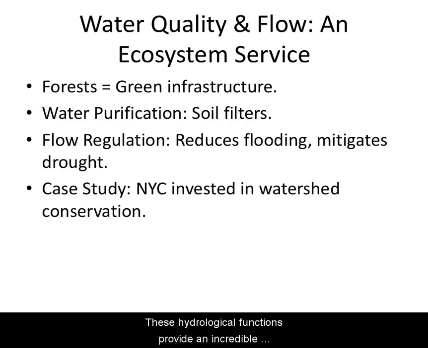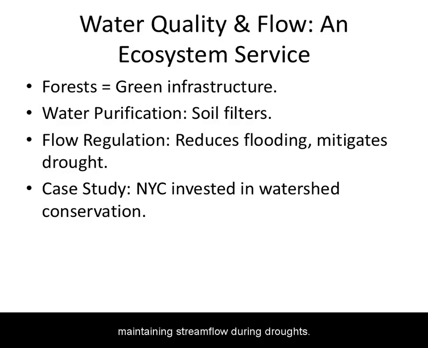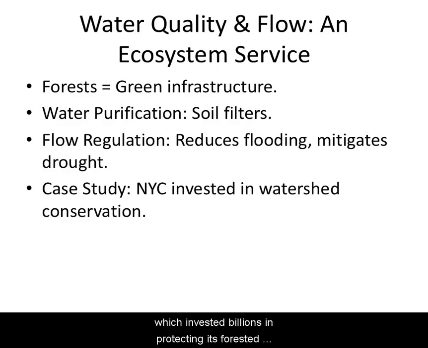These hydrological functions provide an incredible ecosystem service. The forest floor acts as a natural filter, purifying water as it soaks through. By absorbing so much water and releasing it slowly, forests regulate flow, reducing downstream flooding during wet times and maintaining stream flow during droughts. A famous case study is New York City, which invested billions in protecting its forested watershed because it was more effective and cheaper than building a massive new filtration plant.